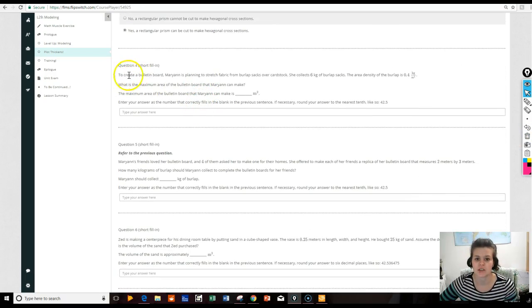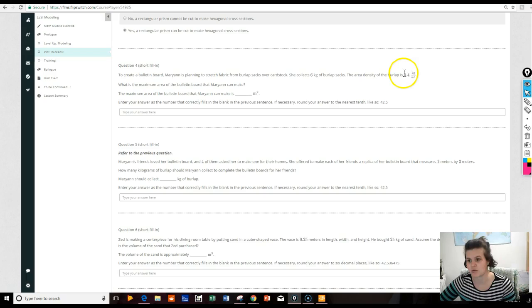Question 4. To create a bulletin board, Marianne is planning to stretch fabric from burlap sacks over cardstock. She collects 6 kilograms of burlap sacks. The area density of burlap is 0.4 kilograms per meter squared. What is the maximum area of the bulletin board that Marianne can make?